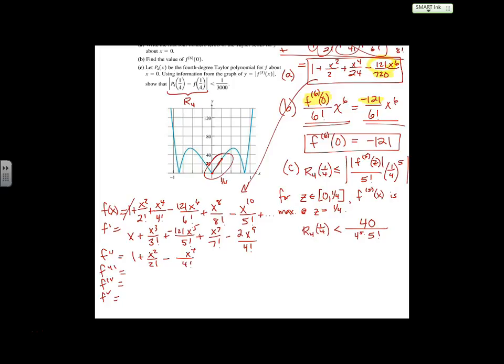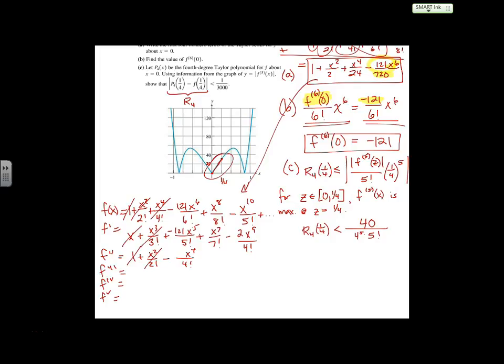Could I basically just start ignoring? If I'm going down to the 5th, the 1 canceled. Who else is going to cancel? Everything's up. That's going to cancel. That's going to cancel, right? Because first derivative, that's a cube. Second derivative, that's going to be a square. Third derivative is going to be an x. Fourth derivative, constant. So I don't have to worry about it. The only thing that lasts is the 121.